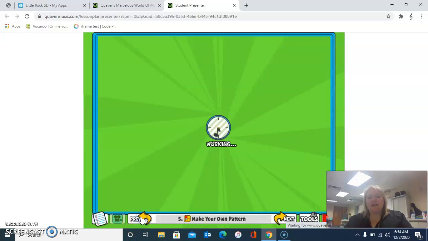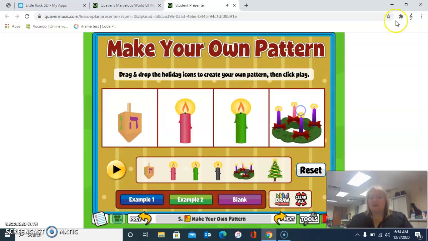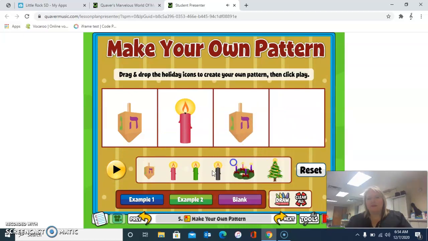When you're done with that, you'll go to this make your own pattern. And this is really fun. You're just going to drag them up and you're going to make different sounds. And then you're going to click the play button to hear it. So you're making your own pattern. So let's say I want to make a pattern, with the dreidel and with one of the candles. Now I've got a pattern. Here we go. And if you need some ideas, there's some examples down here. So enjoy that and then you are done.